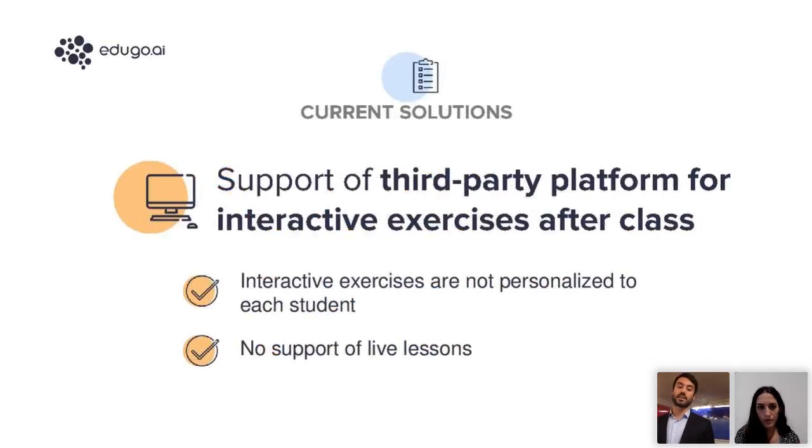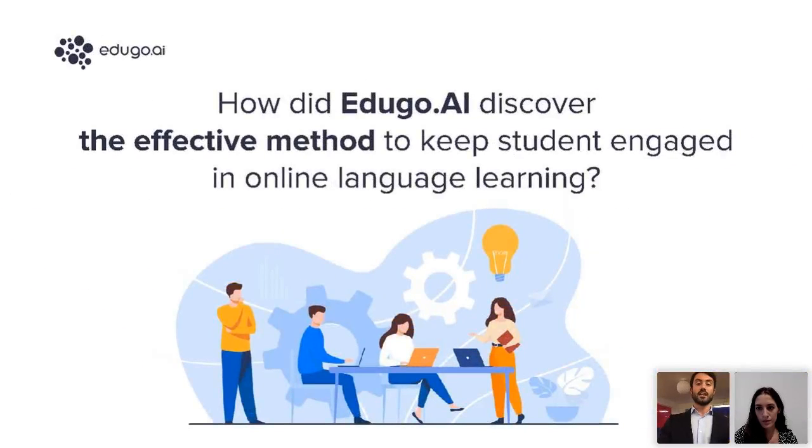The second solution is using third-party platforms for interactive exercises. So most of the time, schools are using, for example, tools like Quizlet or others like Google Classroom in order to share content with the students. But those two tools are separated, so also the user experience is not good.